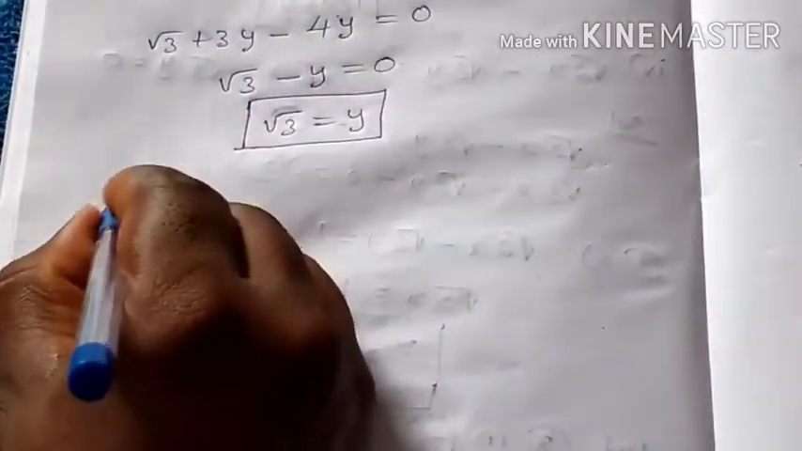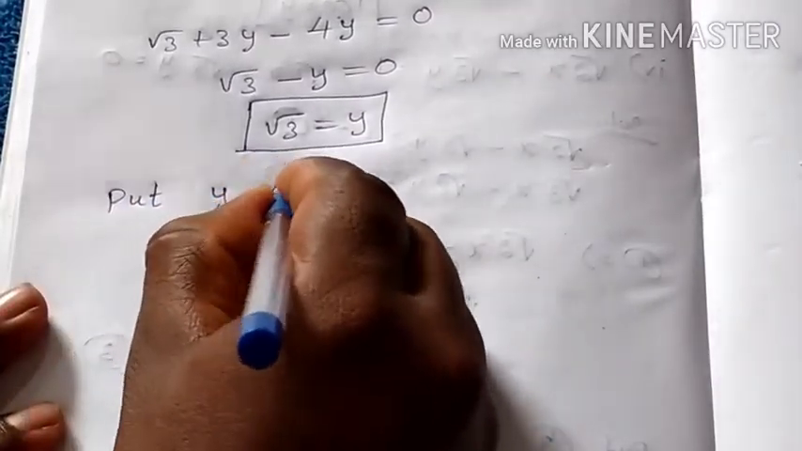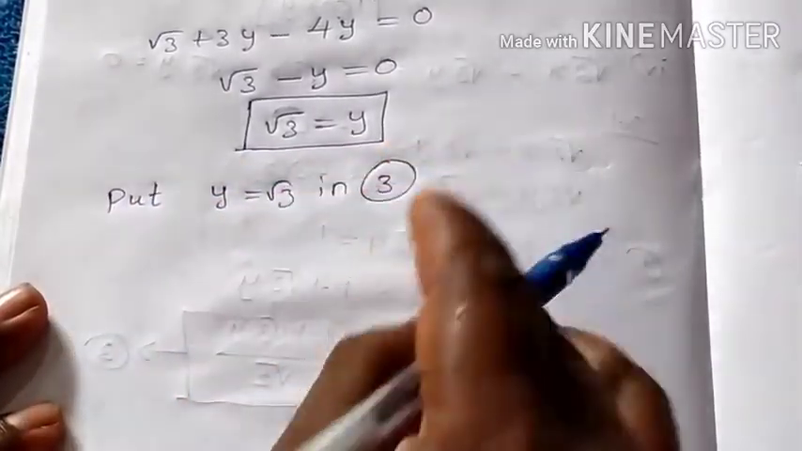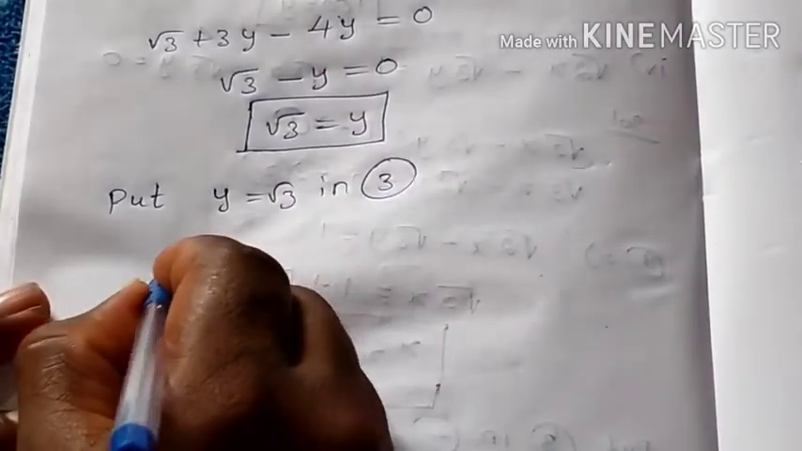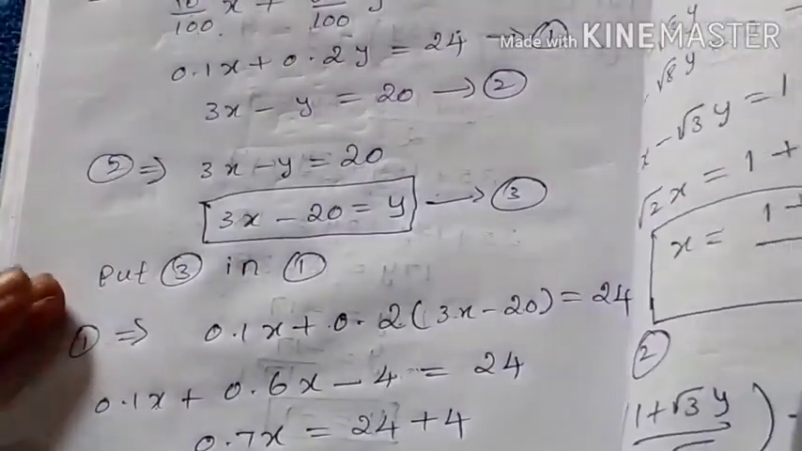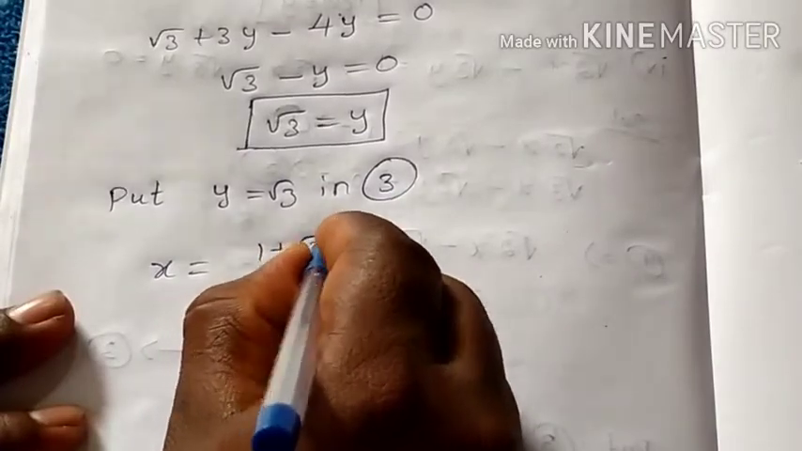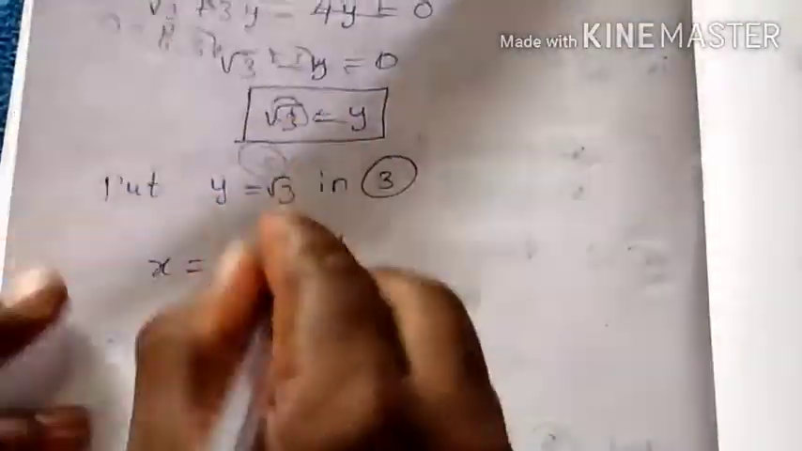Okay, put y is equal to root 3 in 3, the third equation. The third equation is x is equal to 1 plus root 3y divided by root 2.